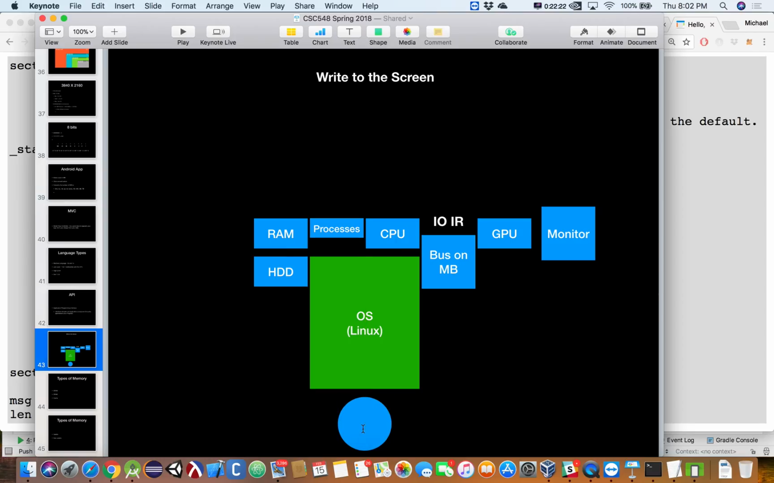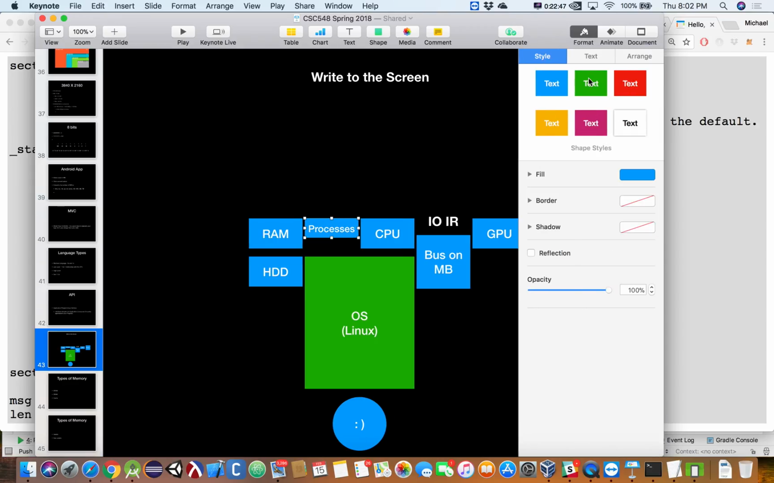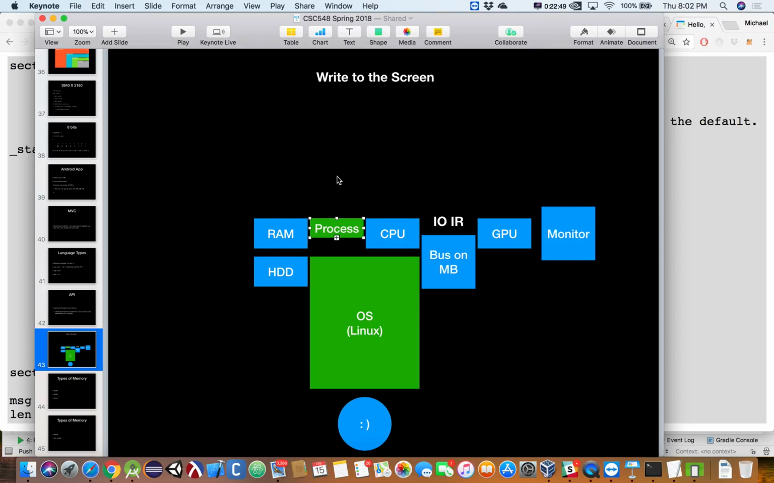Here, we'll put a little smiley face. Okay, that's us. So the user, if we didn't have this operating system, we would have to talk to the hard drive directly, or talk to RAM directly, talk to the CPU directly. So the processes here, this is actually kind of part of what the operating system does. So, truth in advertising, I guess. We have to talk to the CPU directly, or communicate over the bus directly, or talk to the graphics card directly, or talk to the monitor directly.